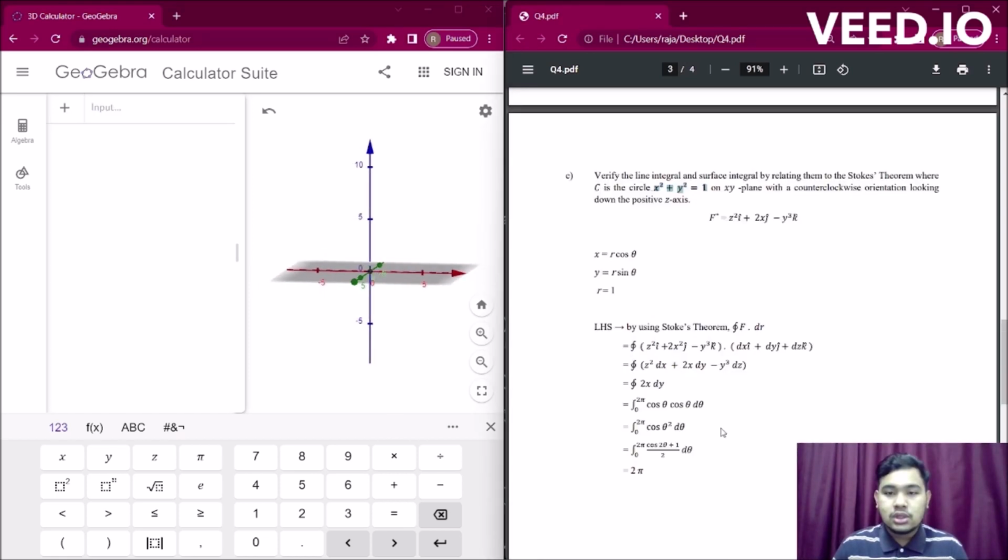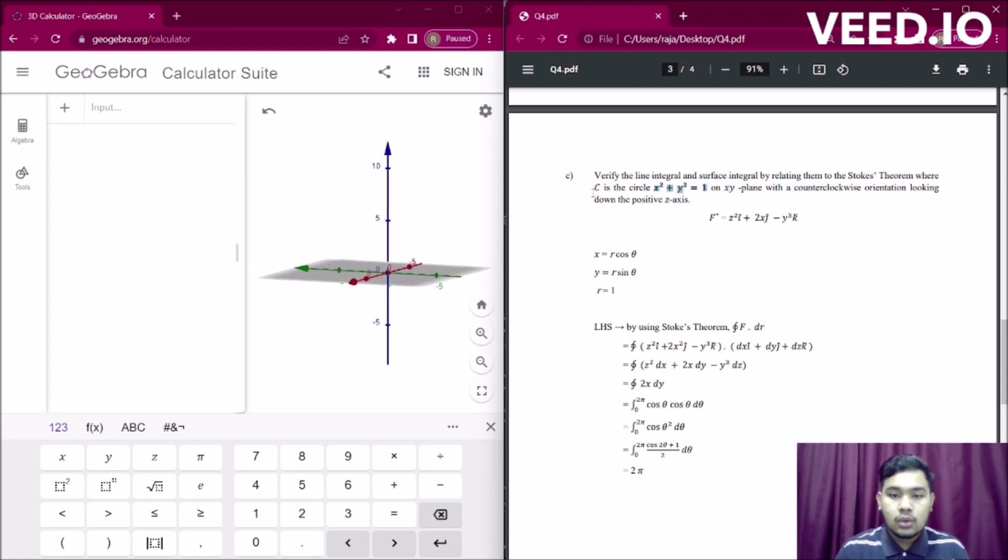Okay, next for question 4C. The question is to verify the line integral and surface integral by relating them to Stokes theorem, where C is the circle x square plus y square equal to 1 on the xy plane with a counterclockwise orientation looking down the positive z axis. Okay, the equation is the vector f equal to z square i plus 2x j minus y to the power of 3 k. For the equation, we can get the 3D graph from the GeoGebra 3D calculator.